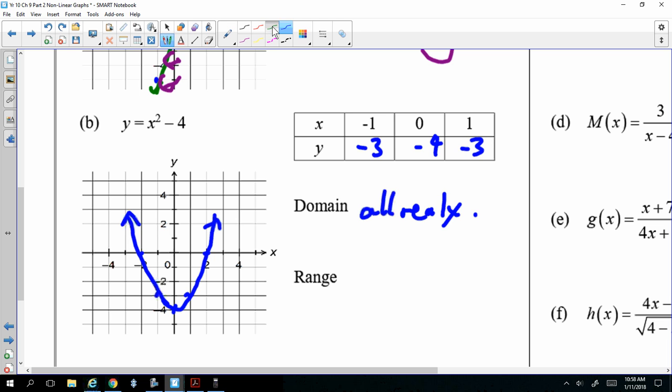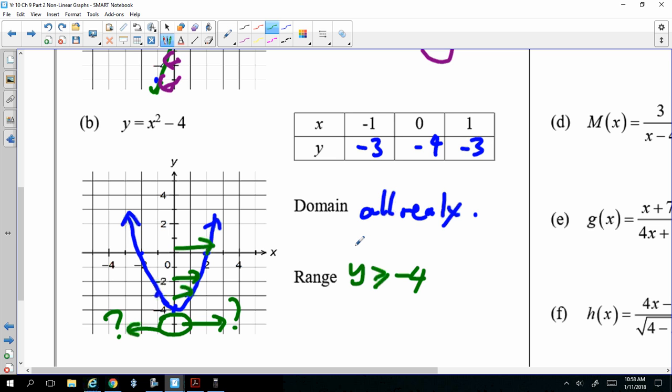So y is greater than or equal to -4, but not below, right? In here, I can't see anything. So these are the range. Y is greater than or equal to -4. Okay, now we're going to finish off. We're going to move on to find the domain and range of some more complicated functions without even drawing. Okay, so let's look at the next bit.